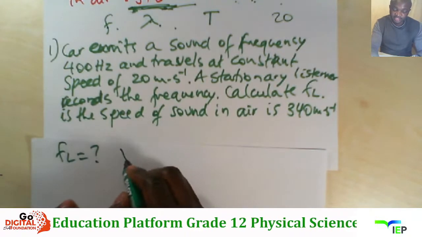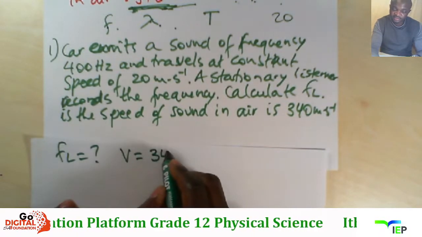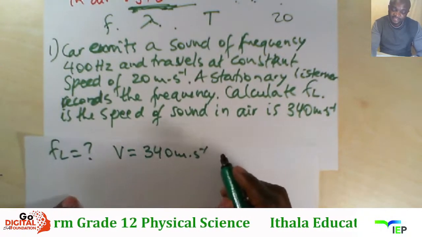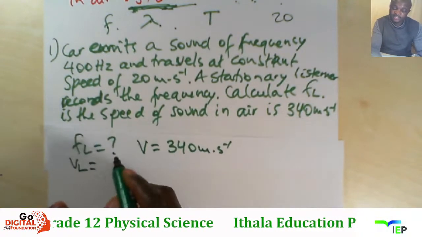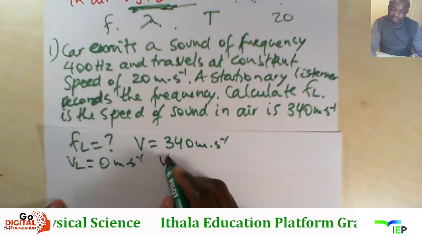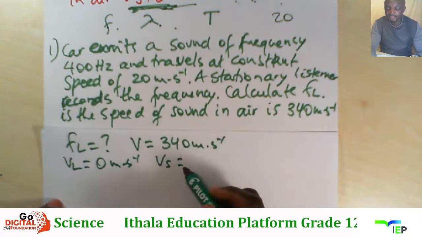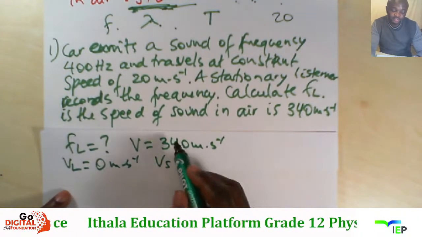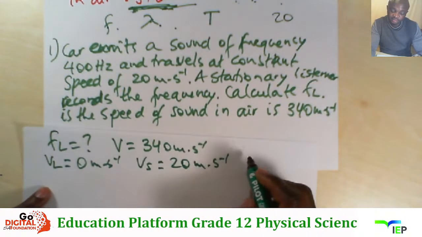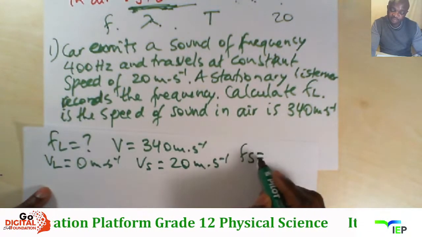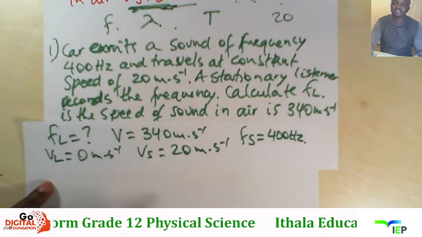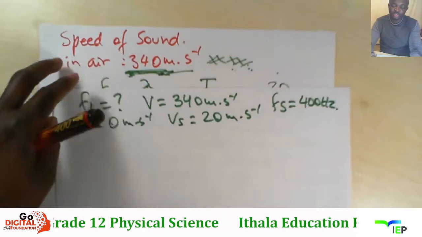Then V, the speed of sound, it's given 340 meters per second, right? Then VL, they say it's a stationary listener, 0 meters per second. Vs, the speed of the source, that is the car moving at 20 meters per second. Then Fs, the frequency of the source that's emitted is 400 Hz. Right, so now what we need to do is to calculate.